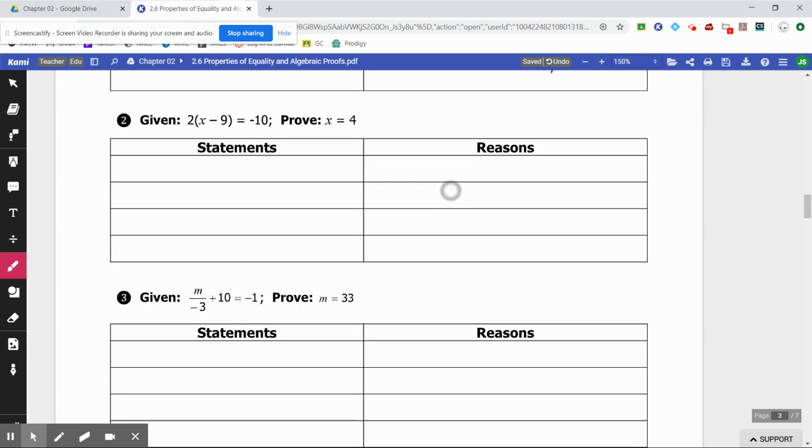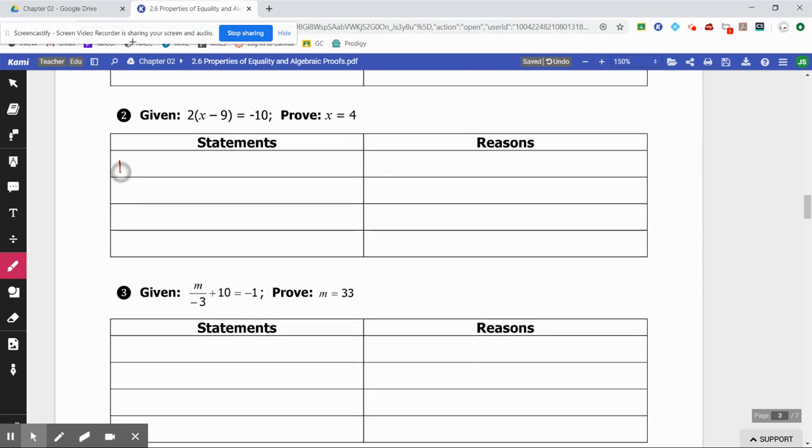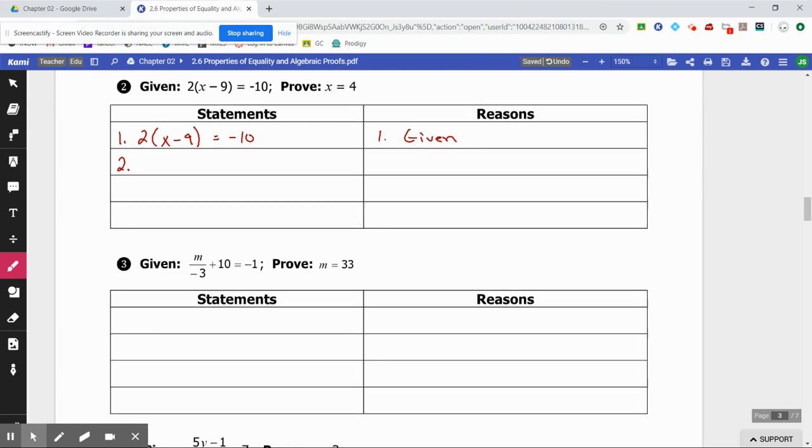Number 2, again, copy down the given statement, and the reason for that will be that it is given. And then for step 2, you'll ask yourself, okay, what would I do to actually solve that? And most of you, the first thing you would do is go through and use your distributive property. 2 times x would be 2x, and 2 times negative 9 is a negative 18. Bring down equals, bring down negative 10. And again, the reasoning behind that was distributive property.